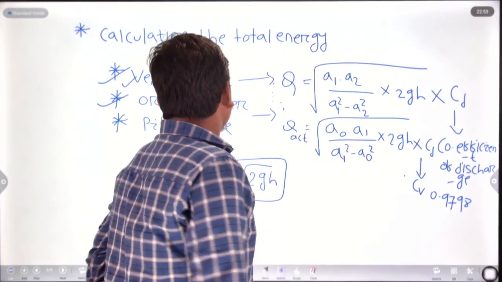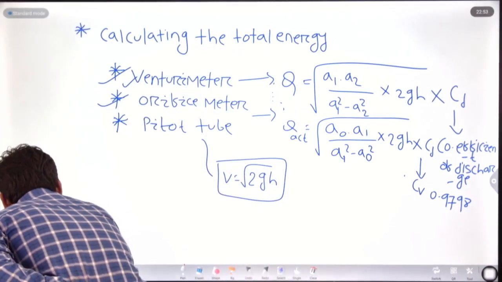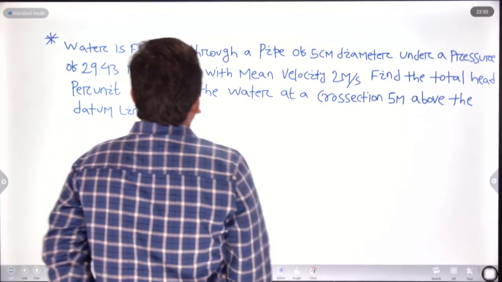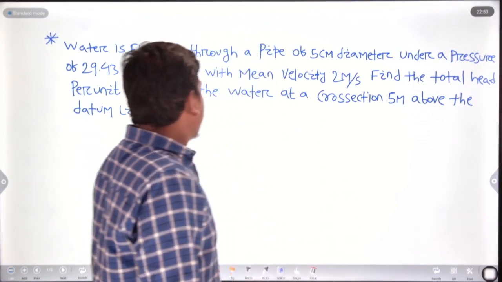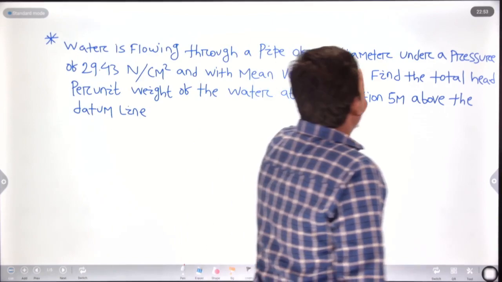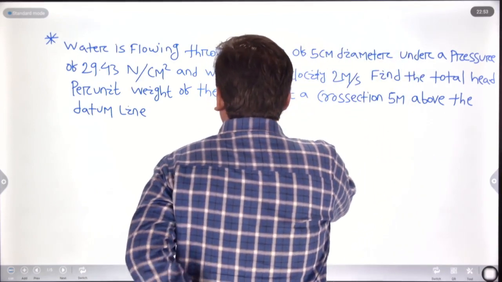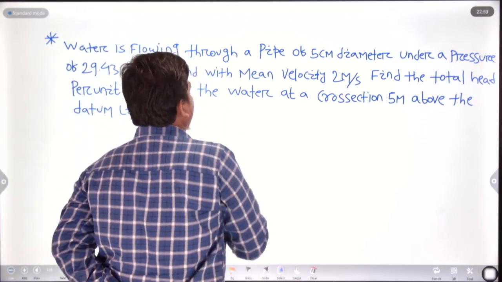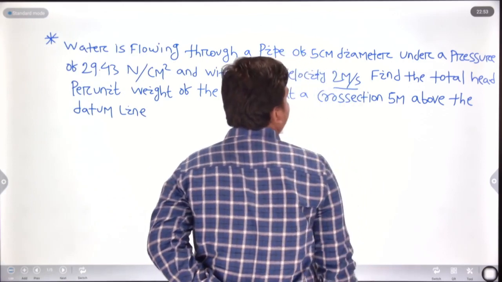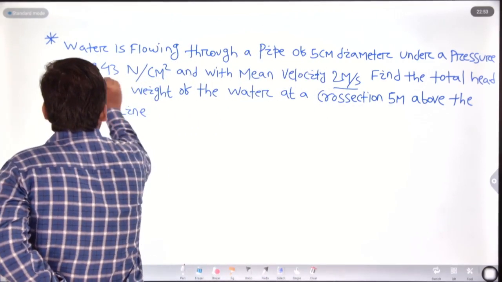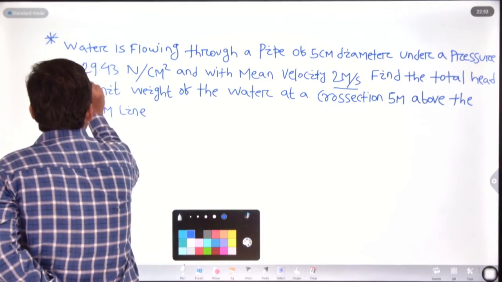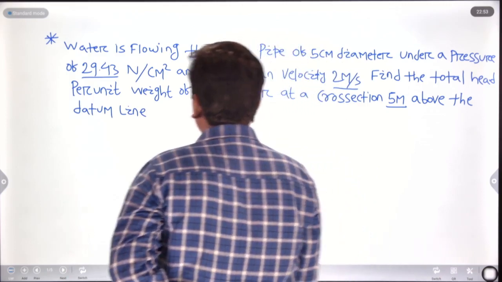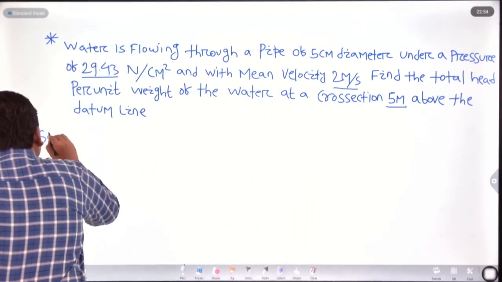Then we come to some simple problems related to Bernoulli's equation. First, the data given: water is flowing through a pipe of 5 cm diameter under a pressure of 29.43 Newton per cm squared. Here velocity is given, pressure is given, and the cross section and datum head are also given. So, let us simplify this solution.